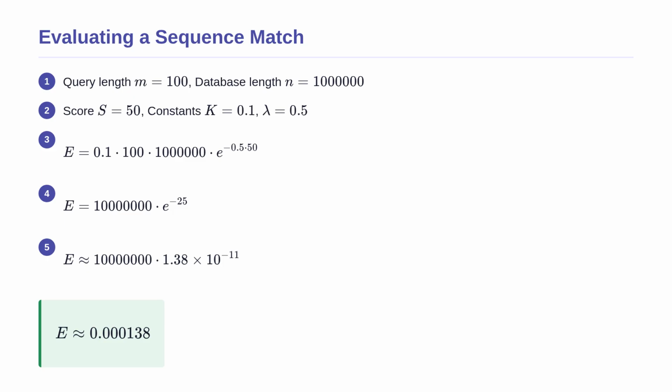Multiplying the constants and lengths gives us a pre-exponential factor of 10 million. The exponent simplifies to negative 25. Calculating e to the power of negative 25 gives a very small number, showing how a high score drastically reduces random probability. Multiplying these gives a final e-value of approximately 0.000138. Because this is much less than 0.01, this is a genuine biological relationship, not a random accident.